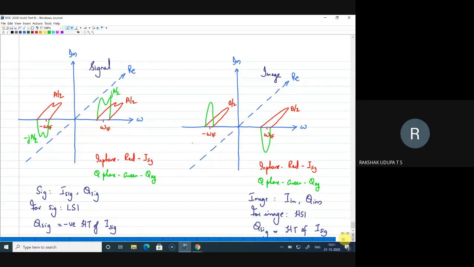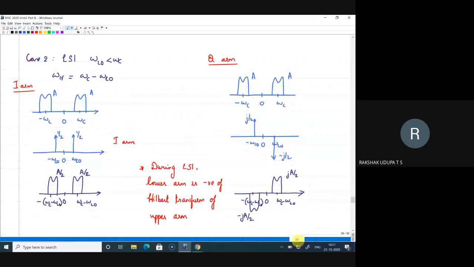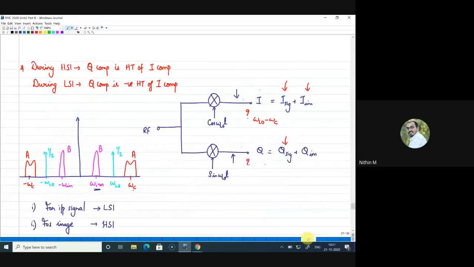Why for the signal is it LSI? As per this spectra, for this signal it is LSI, right? The local oscillator frequency is on the left side. It is low side injection.